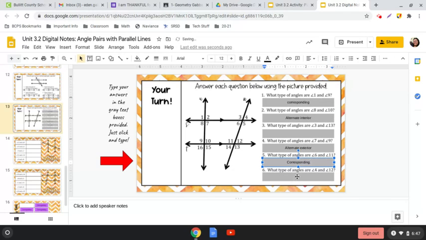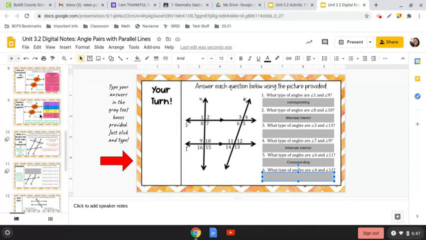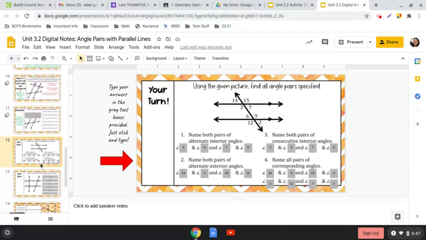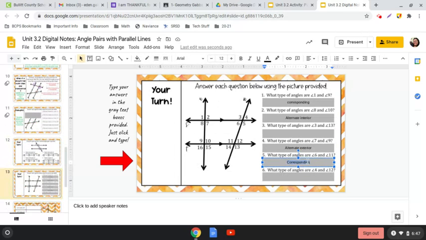Because that always tells us at least half that they want that. Consecutive interior. See? I don't know all the things. So they're not corresponding, they are consecutive. It's the corresponding that's by itself. There we go.